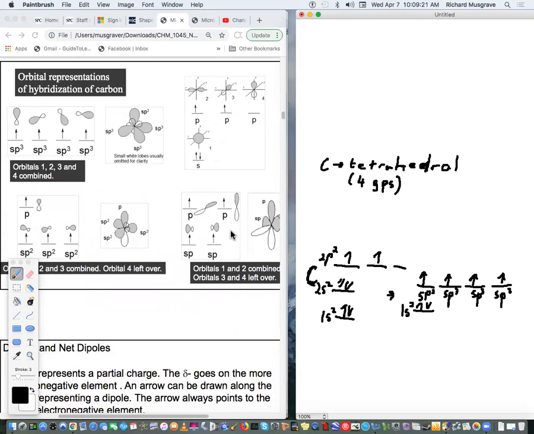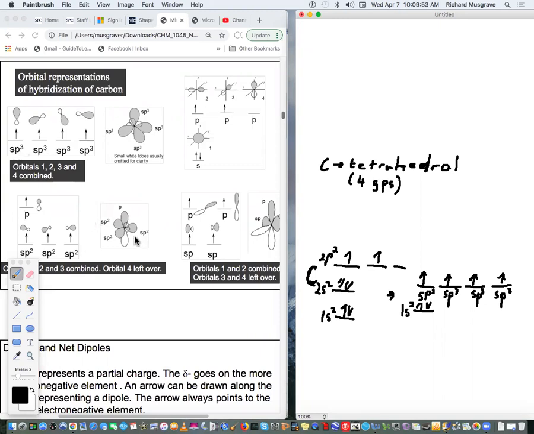Just to give you an idea what the hybrids look like, you can see that the sp3 hybrids, not surprisingly, look more like p orbitals than they do s orbitals. The p orbitals you see are dumbbell shaped. The sp3s are a little bit fatter in the top than in the bottom. That's the s influence there, but it's still 75% p, 25% s.